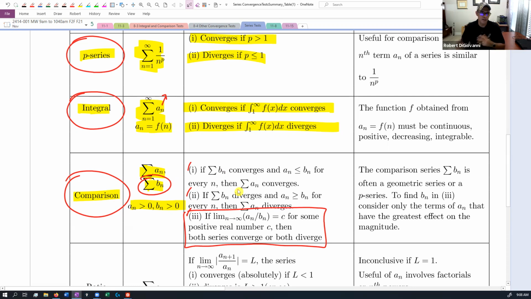Was that pretty clear that if you're comparing to something that converges, you have to show this inequality. If you're comparing it to something that diverges, you have to show this inequality. Or you can scrap both of these and just go to the limit part where you try and show that it equals a constant. How do you feel?